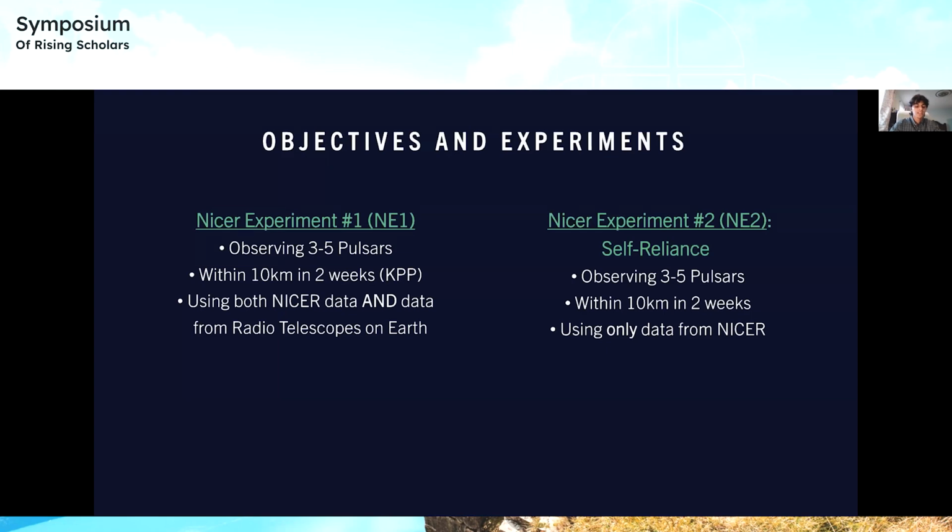So there's only a less than 10 kilometers difference between your prediction and reality. And the difference between NE1 and NE2 is that NE1 uses data from both NICER and correlates the data from radio telescopes on Earth. And NE number 2, or NICER experiment number 2, is only using data from NICER, and its main goal is to test the self-reliance of the system.